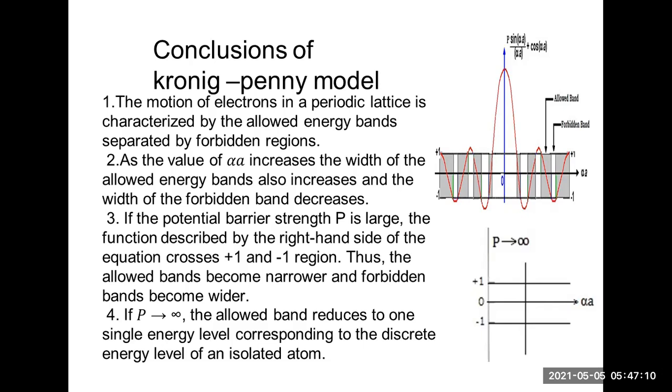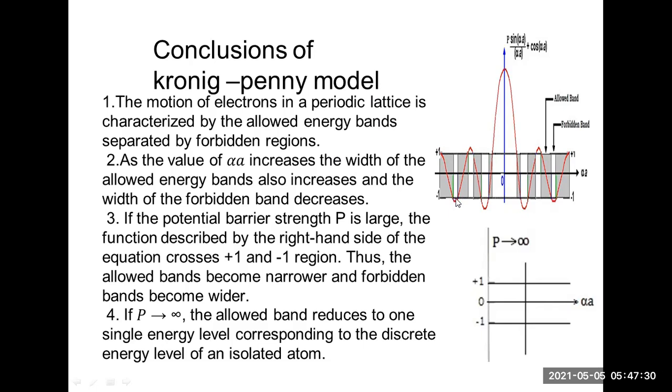The movement of the electrons in a periodic lattice is characterized by allowed energy bands separated by forbidden regions. What is the meaning of allowed energy band and what is a forbidden region? Where the electron is traveling, we say that is called the allowed energy band. The electron will have some amount of energy. You can just see this.